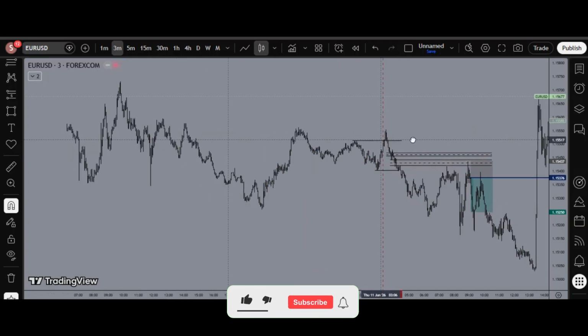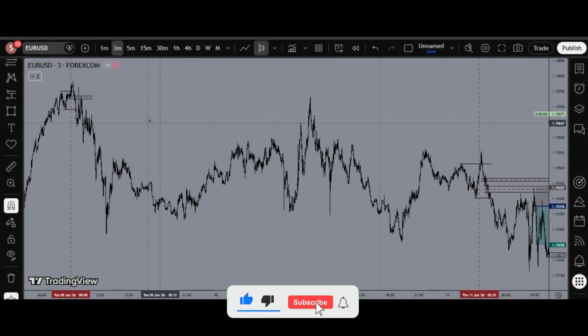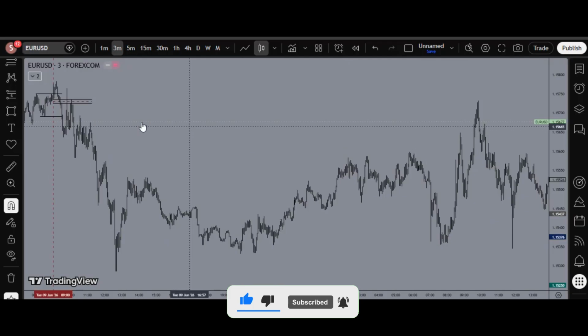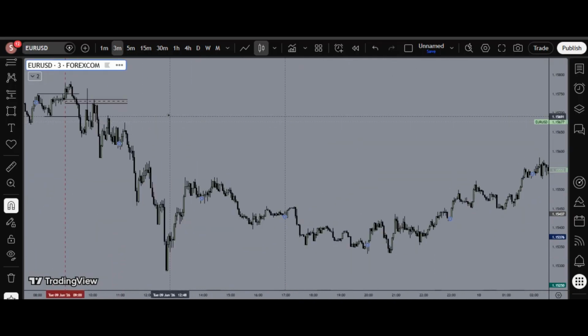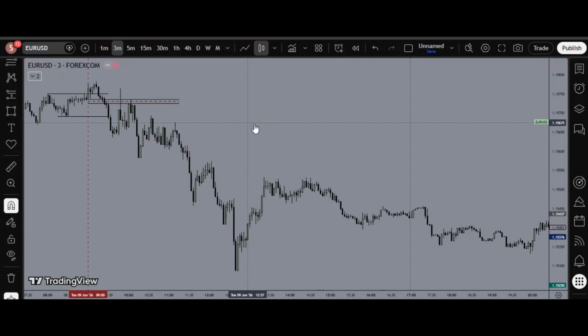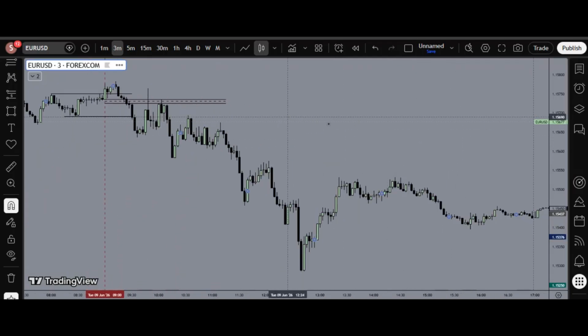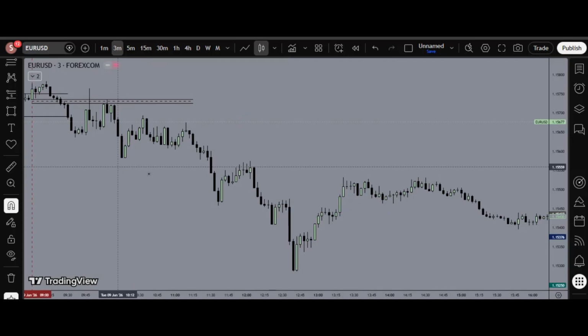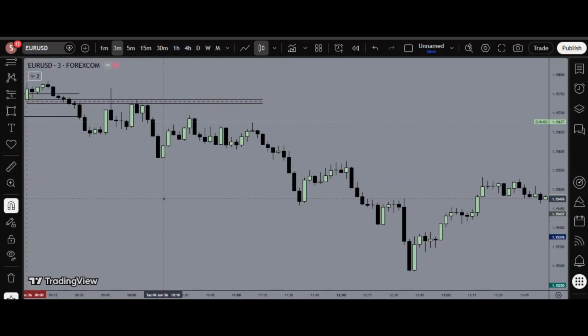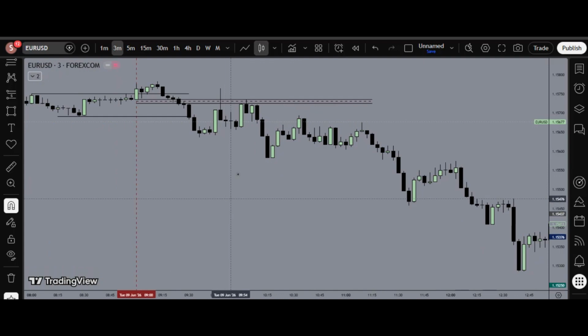So at the 3 minutes, we want to see a dominance from sellers and a fair value gap. Now this is the last bullish candle. We want to see sellers displace below it. As you can see, it took two candles to displace below it. And then, was there a fair value gap? Yes, there was a fair value gap.